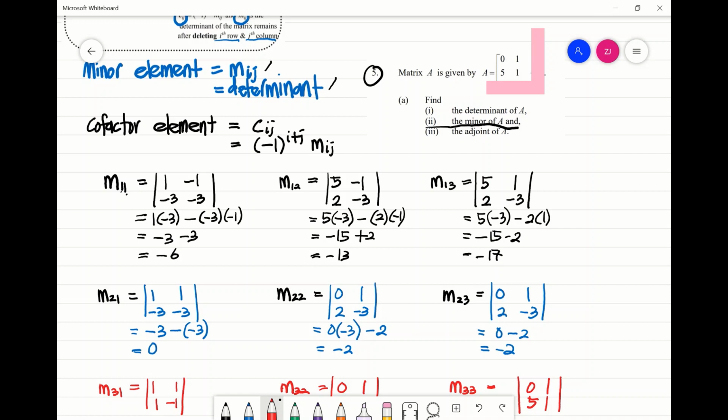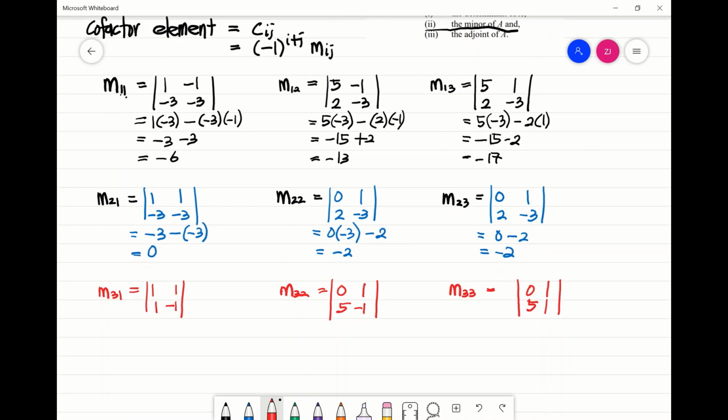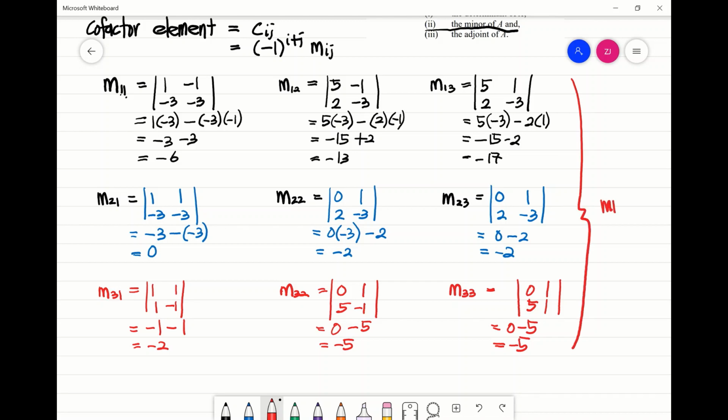Okay, then the rest is just about finding the determinants. So we have -1 minus 1, so we will have -2. And then here we have 0 minus 5 times 1, which is 5, so we have -5 here. And then we have 0 minus 5, also -5. So these are all the minor elements.